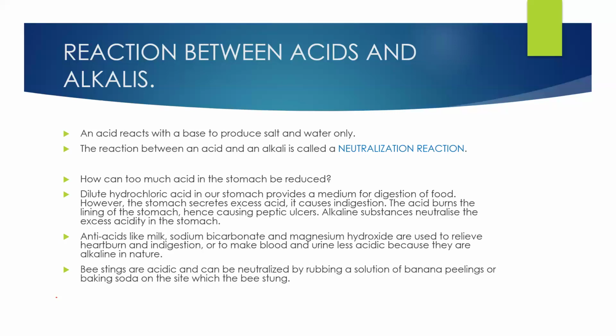Okay, teacher. These things are acidic and can be neutralized by rubbing a solution of banana peelings or baking soda on the site which the bee stung. Okay, very good. Thank you. So when you're stung by a bee, because of the acidic nature of the sting, you can neutralize it by passing a banana peeling or by using baking soda so that you can neutralize the acidity in the sting. So those are some of the things you need to go back and find out.